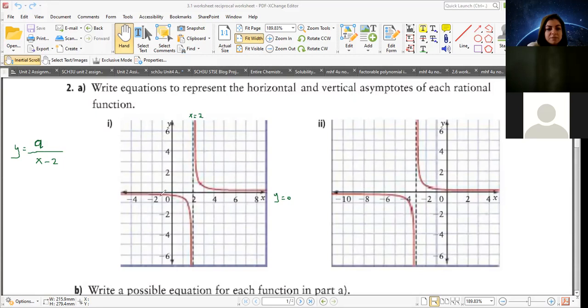To figure out this number, you just find a good point on your graph. Let's say this point, right? What is this point? The x is 1 and the y is approximately negative 1 over 2. I'm gonna plug this into this equation and figure out what should be A. For y, I put -1/2. I don't know A. For x, we put 1. 1 minus 2. So I'm gonna rearrange it. Equal to A over -1. So -1 to the other side become A is equal to 1/2. Then you have to rewrite your equation. So then my equation, I got A equal to 1/2, x minus 2.